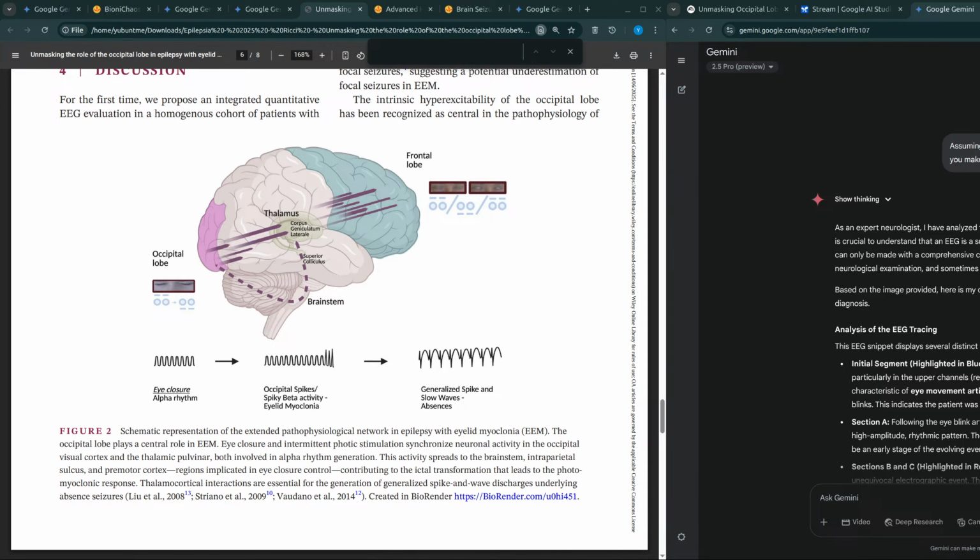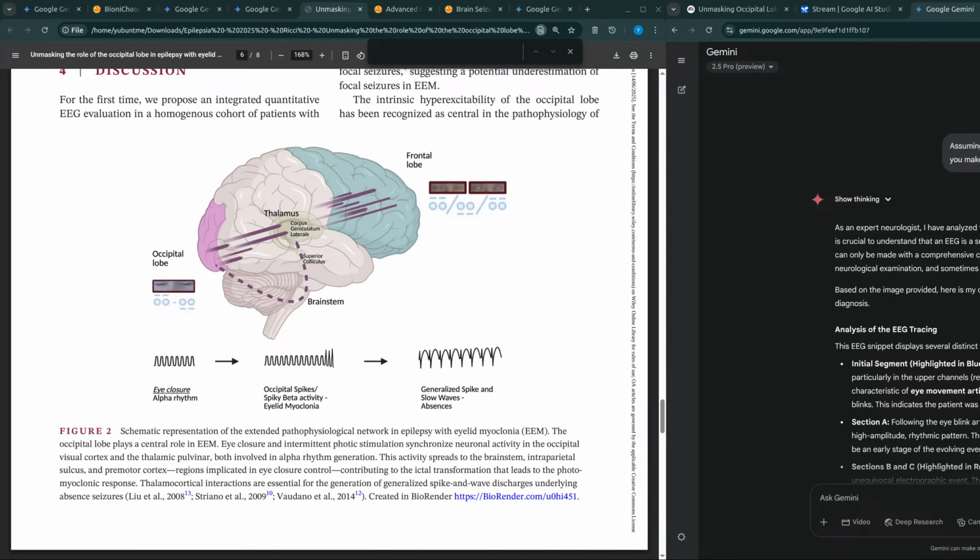Okay, so if the occipital lobe is so fundamentally involved, it kind of inevitably brings up a question that's been kicked around for a while. Are EEM and other occipital epilepsies related? Maybe even the same thing. I'm thinking specifically of photosensitive occipital lobe epilepsy, or POE.